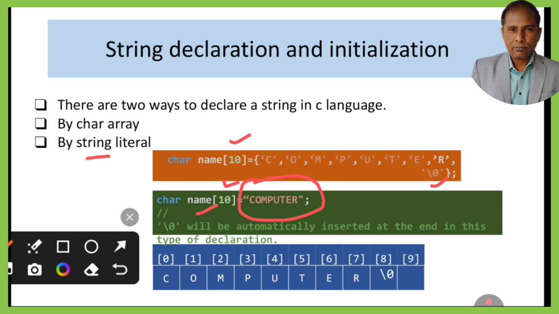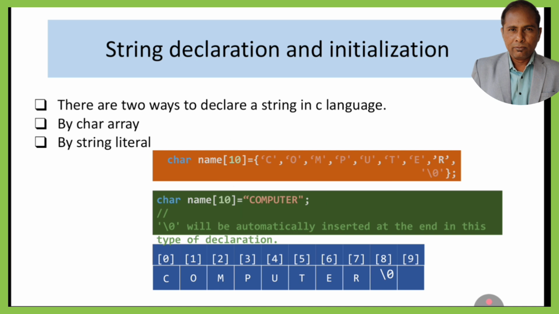Now, what is the advantage of this way? The null character or termination character is automatically inserted at the end of the declaration. So by these two ways, by each character or by the string, we can declare any string.